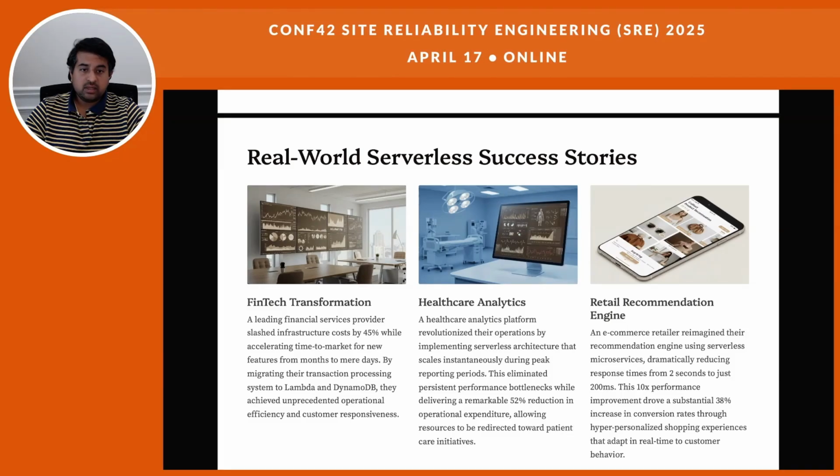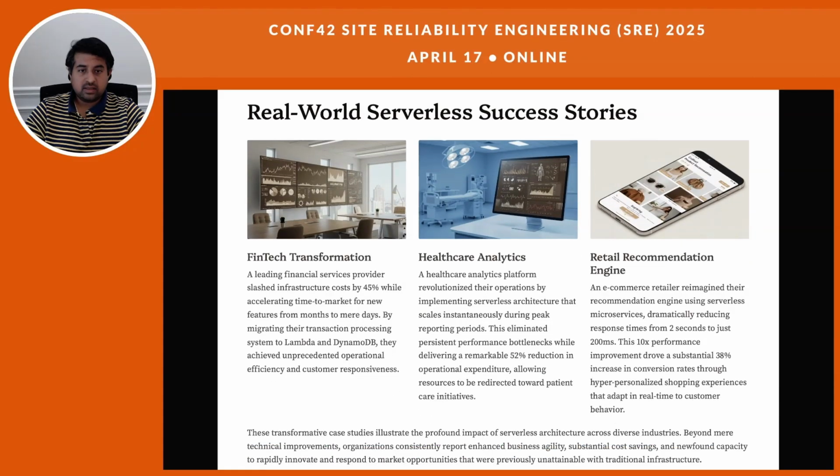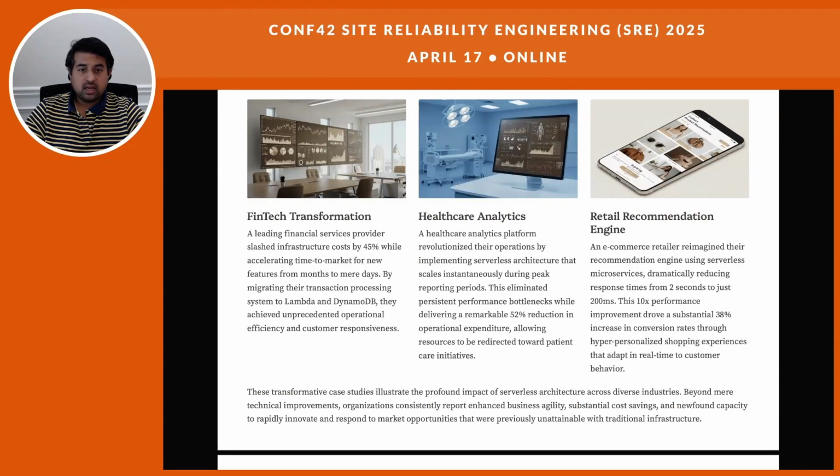Retail recommendation engine. An e-commerce retailer reimagined their recommendation engine using serverless microservices, dramatically reducing the response time from 2 seconds to just 200 milliseconds. This 10 times performance improvement drove a substantial 30% increase in conversion rates through a hyper-personalized shopping experience that adapts in real time to customer behavior.